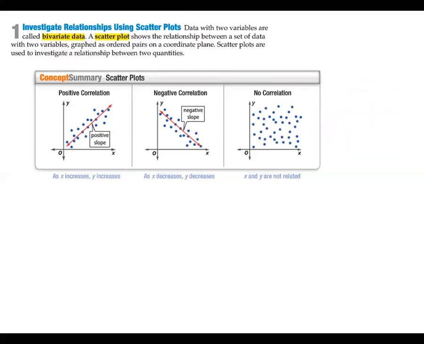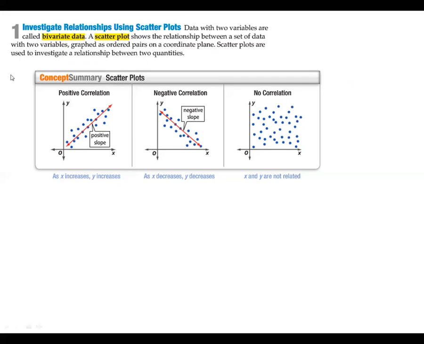Okay, so when we investigate relationships using scatter plots, here's what we've got to do. Data with two variables are called bivariate data, just like a bicycle has two wheels. Bi means two. So bivariate data means two variables. A scatter plot shows the relationship between a set of data with two variables, and we graph those as ordered pairs on a coordinate plane. Scatter plots are used to investigate a relationship between two quantities.